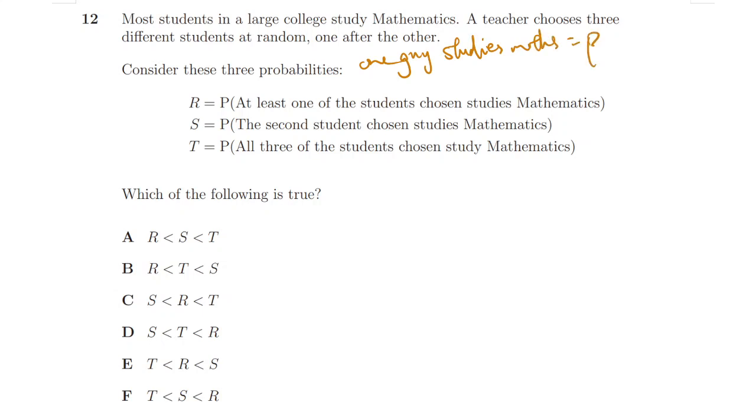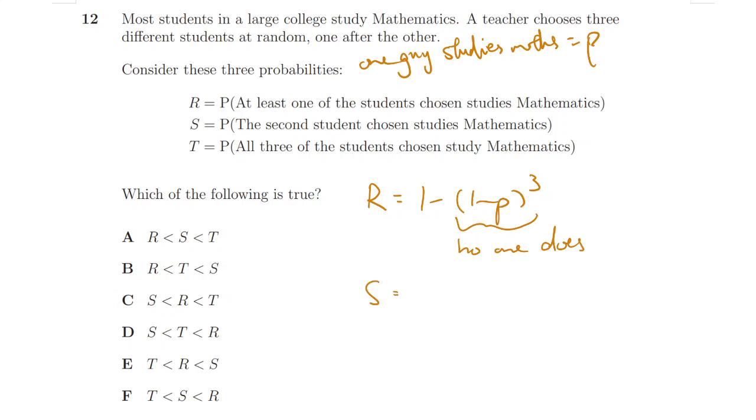Okay, so what would R equal then? R equals 1 minus P cubed. Yes, 1 minus P cubed, because it's 1 minus no one does it. This one is no one does it, so 1 minus that. Good, okay, how about S?